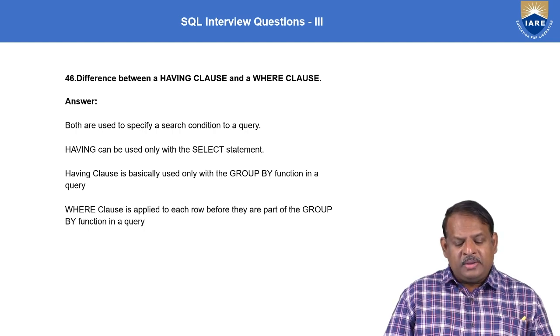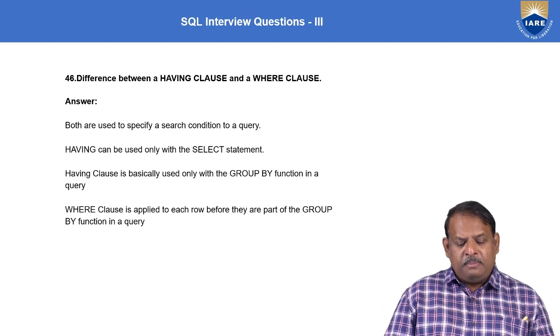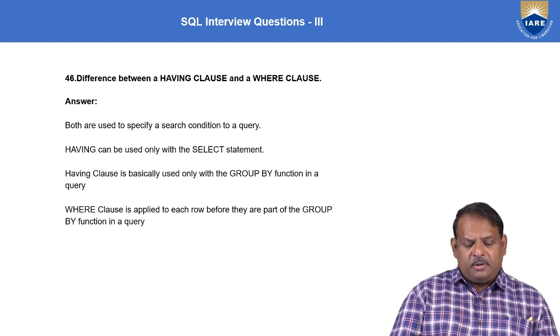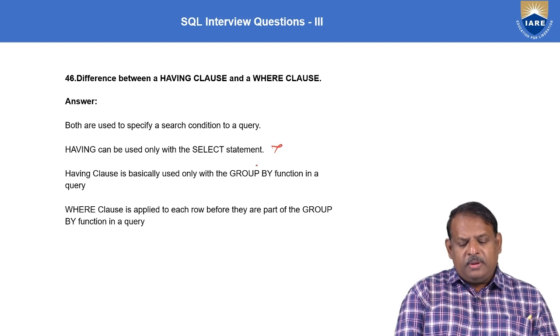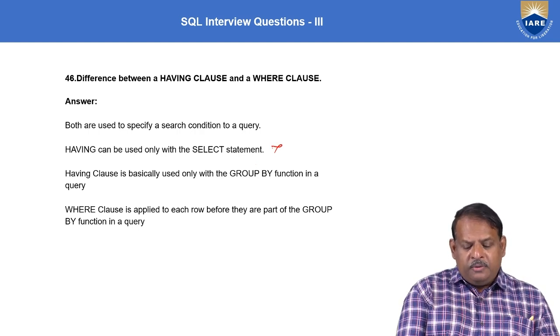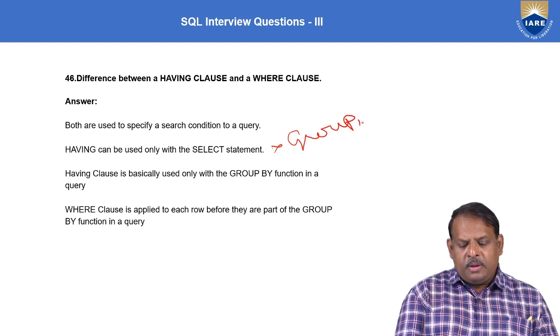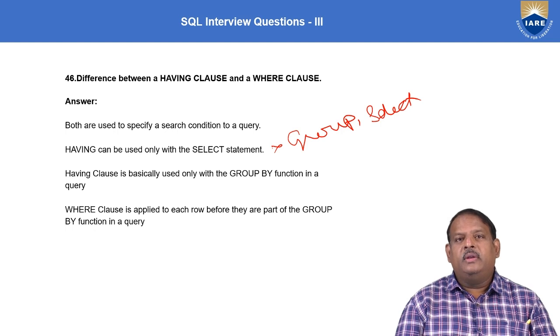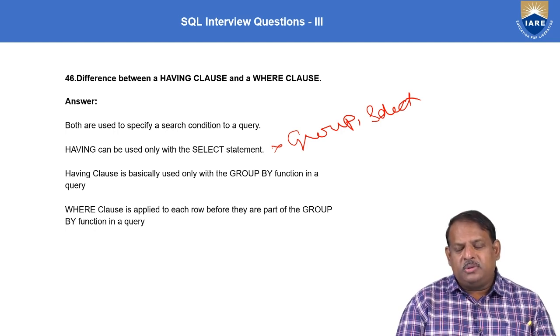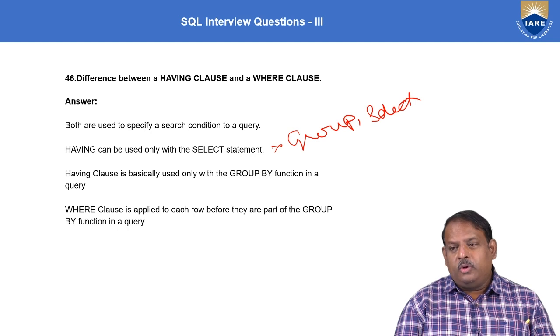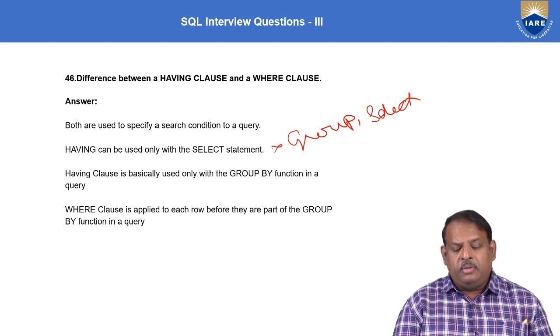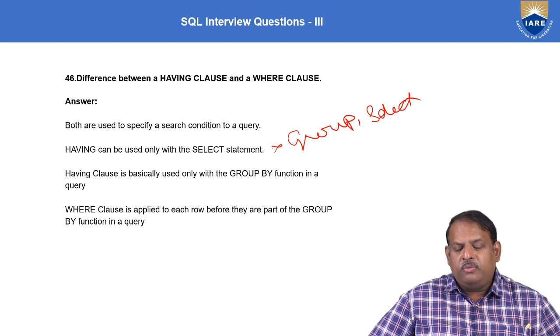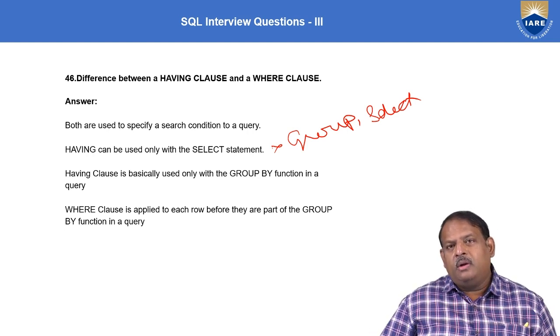Having clause can be only with select statement. This is a wrong statement. Having can be used only with the group by clause, with a select statement. The having clause is basically used only with groups, with the group by function in a query. Well, the where clause is applied to each and every row before they are part of the group by in a query.